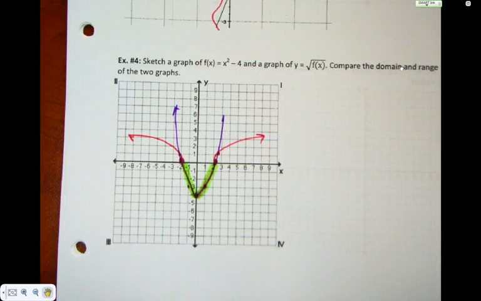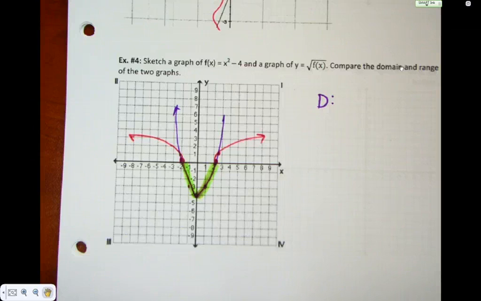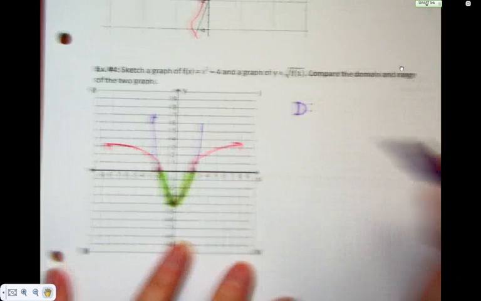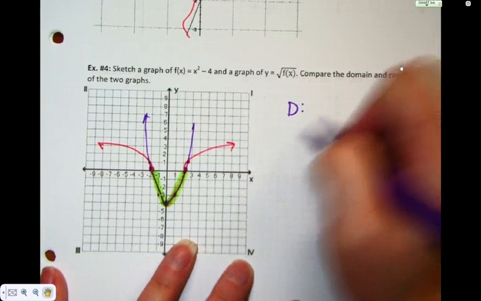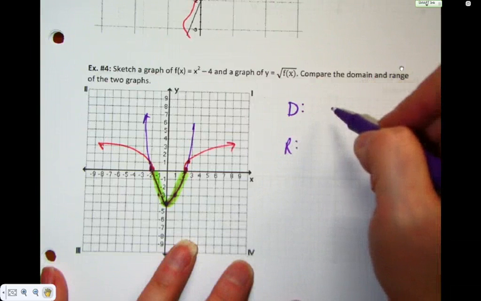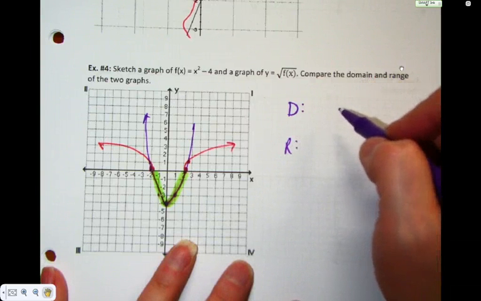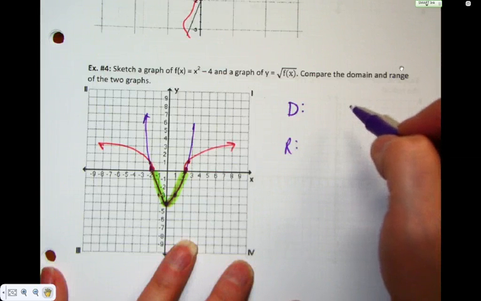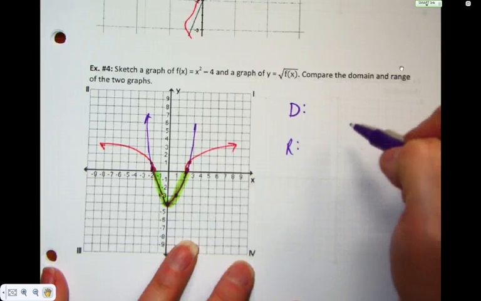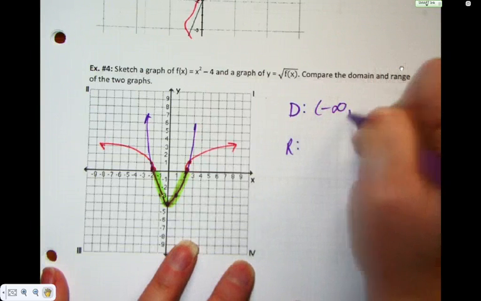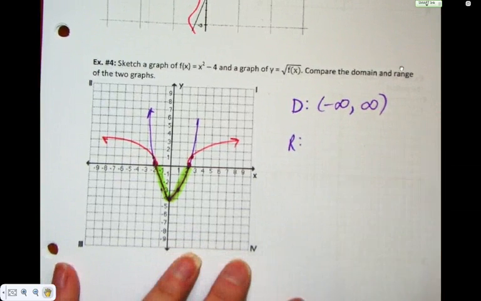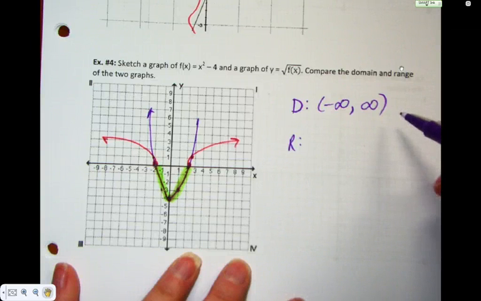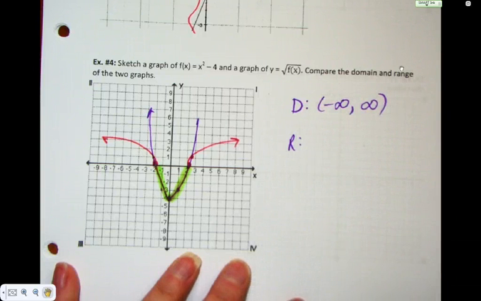Okay, let's see what happens to the domain. So let's do the domain of the parabola. Anybody? Anybody? Anybody? Bueller? Negative infinity to infinity, agree? Okay, the range? The domain would be negative infinity to -2. We're doing the original. Oh. Because we're comparing. Okay, what's the range of the original?